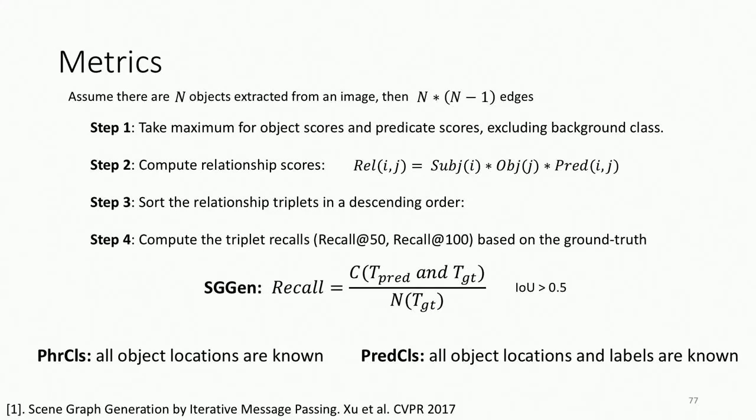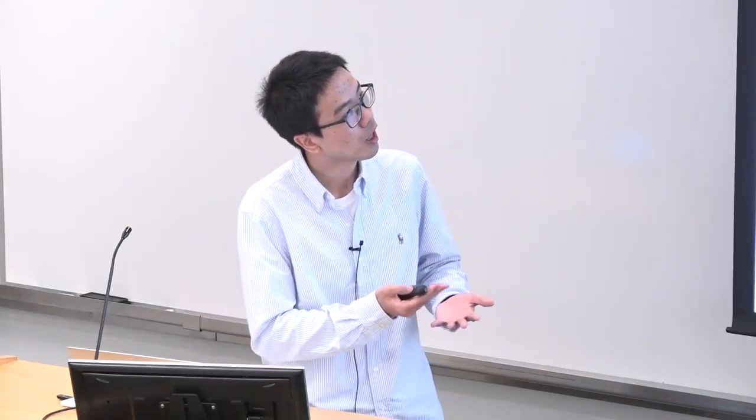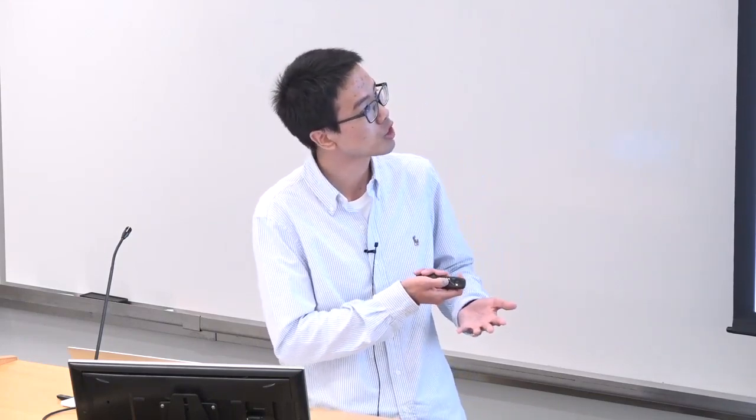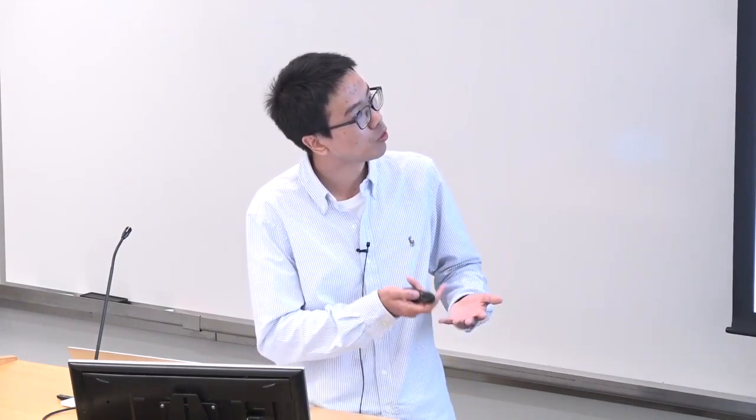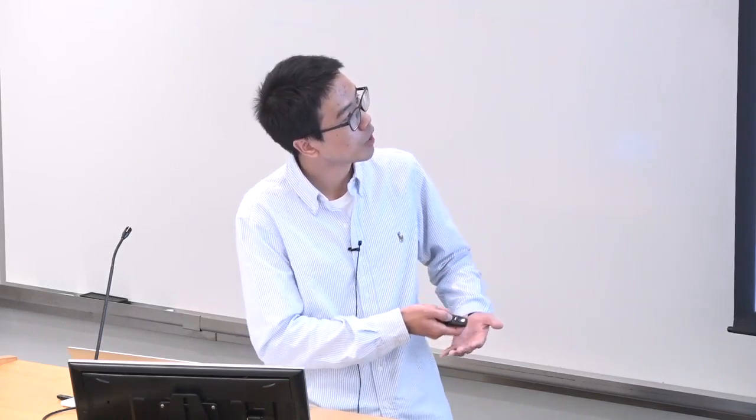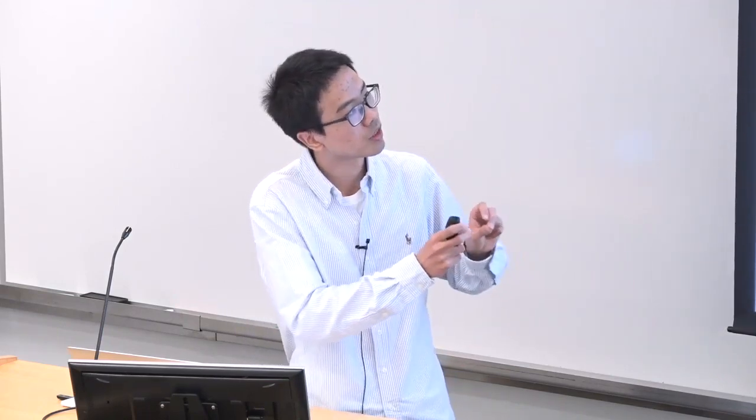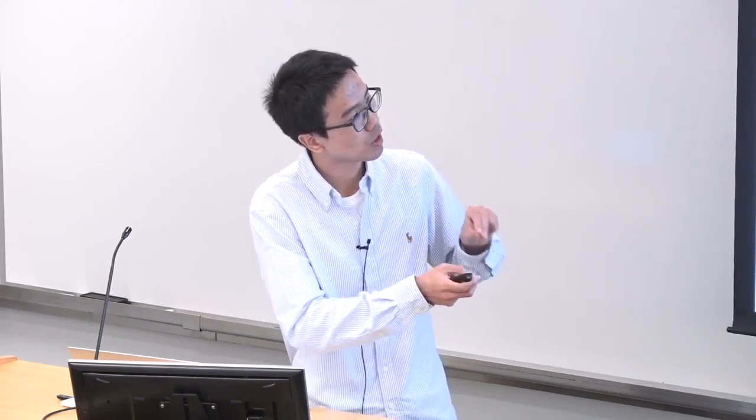And metric. The metric for the single graph generation is described as follows. Assume n objects are extracted from an image, then n times n minus 1 edges will be composed. In step 1, we take the maximum of object scores and predicate scores, of course excluding the background class. Then we compute the relationship scores by multiplying these three different scores. Finally, we sort these scores, and we compute the recall at 50 and 100 based on the ground truth and the predictions. Of course, if we want to solely measure the performance of the predicate classification, then we use two extra metrics.